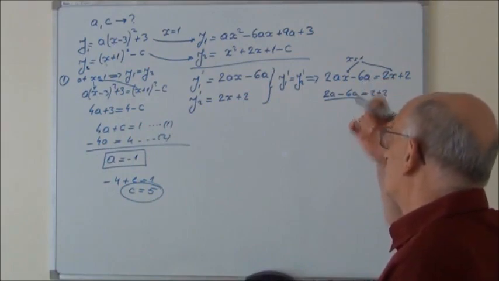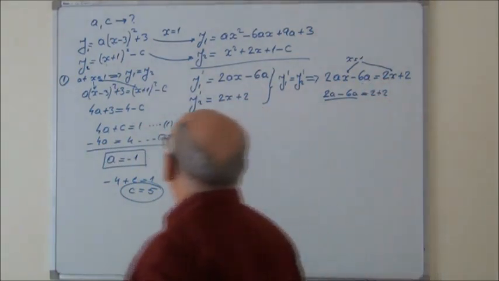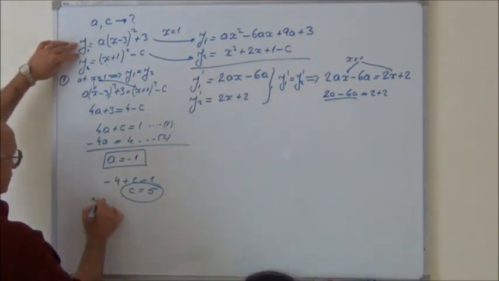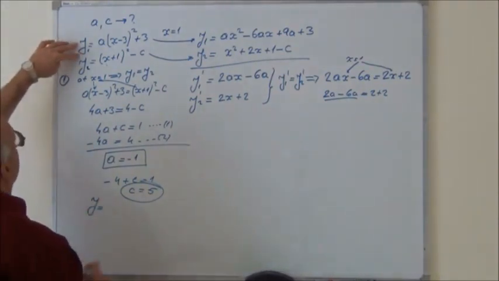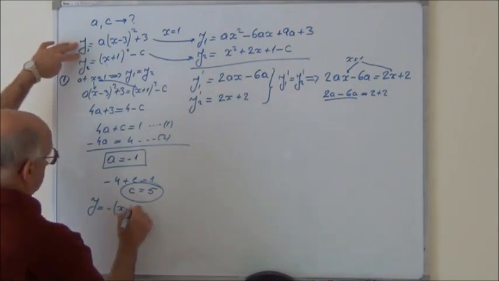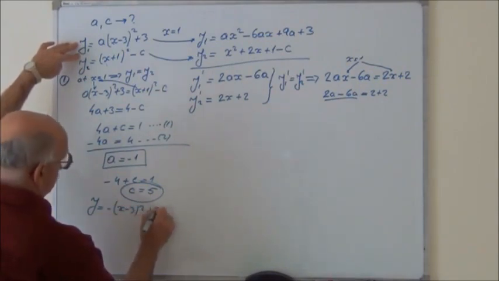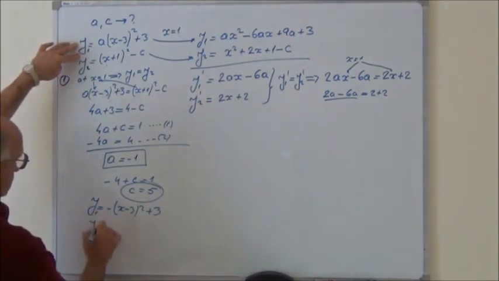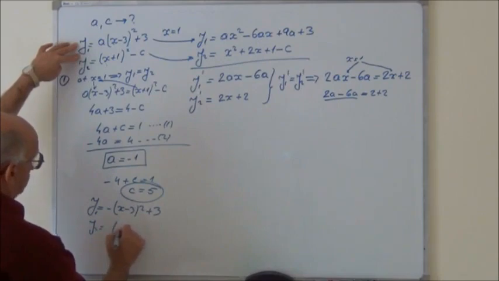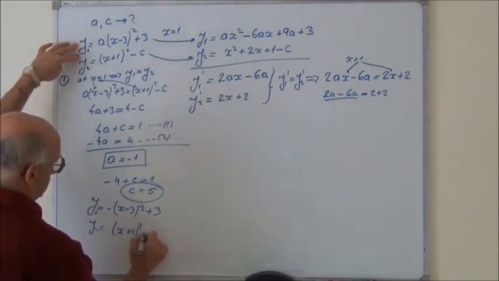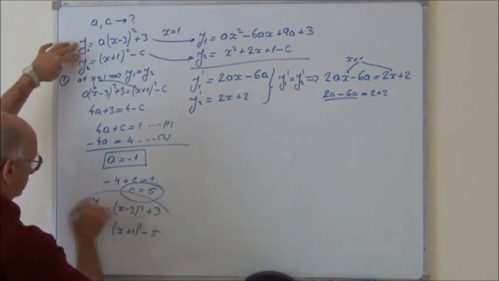By that we finish this question. Only we have to understand that now we can write the full equations of our parabolas: minus (x minus 3) power 2 plus 3, and the other one is (x plus 1) power 2, and minus c is minus 5.